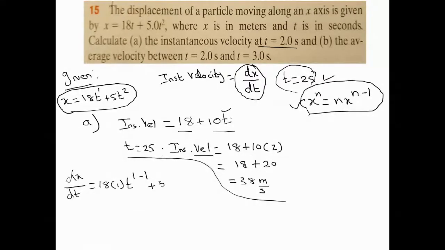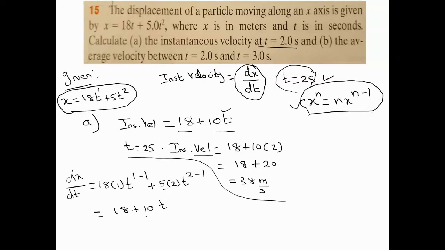Okay, second part. 5 multiplied by 2, because my 2 is the power of t, power of 2 minus 1. Am I right? So when you simplify this, you will get only 18. T power 0 is 1. Am I right or not? 1 minus 1 becomes 0, so t power 0 becomes 1. Am I right? Yes. Plus, 5 multiplied by 2 becomes 10, and 2 minus 1 becomes 1, t. That's what we got.